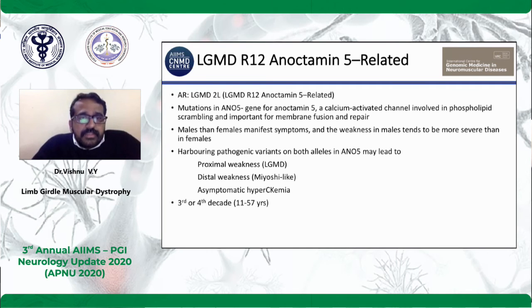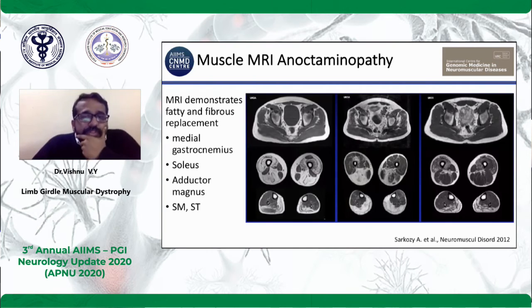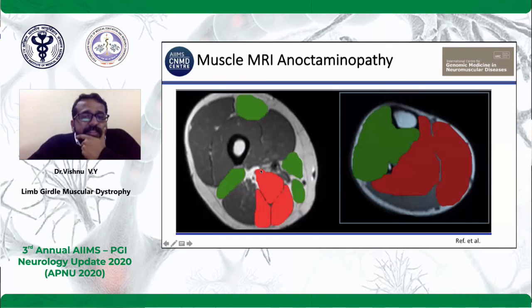Going to anoctaminopathy, which we showed you, it is the same thing. Even though clinically the quadriceps and the biceps muscles are affected, on MRI it is mostly the adductor magnus, the semimembranosus, and the semitendinosus. They have sparing of the rectus femoris, the short head of biceps, the sartorius, and the gracilis. In the lower leg, the anterior compartment is totally spared. The soleus and the gastrocnemius are affected.